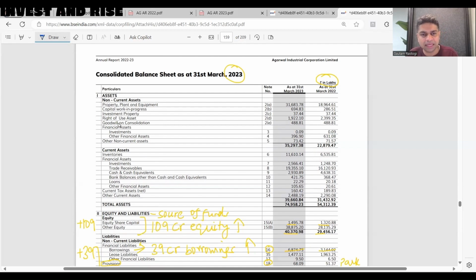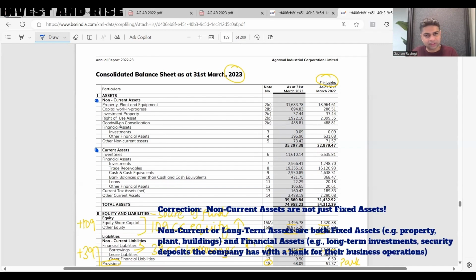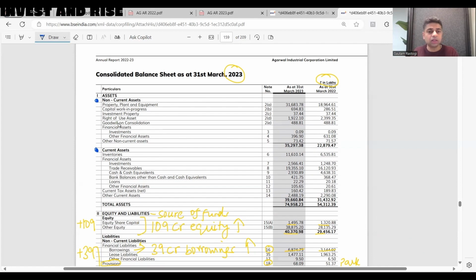Here, if you look at PPE, there are two kinds of assets. One is your fixed assets, your non-current assets, and the other is your current assets. Current assets are, for example, inventory and receivables. Receivables means you have booked a sale, but the customer has not really paid you yet, and you expect the customer to pay you within 1 year. So that's a current asset on your books.